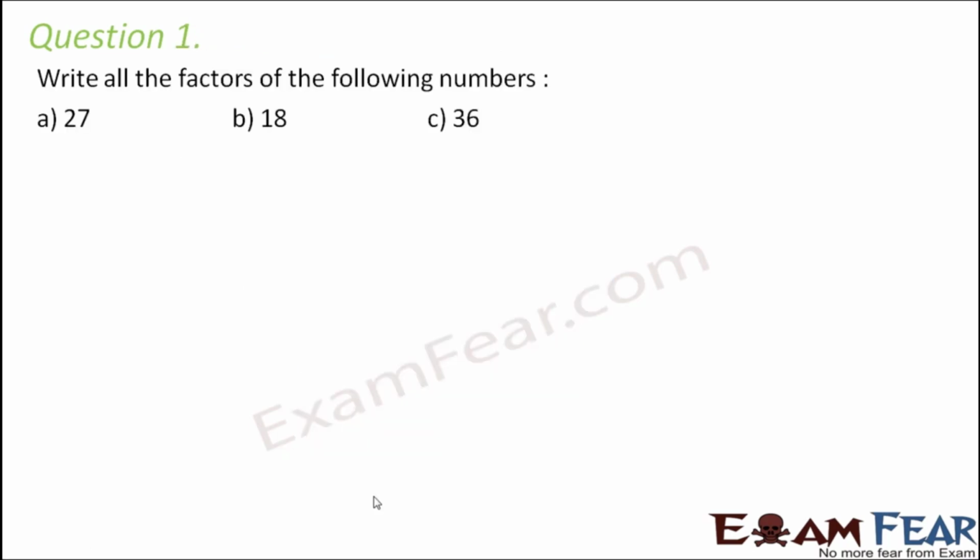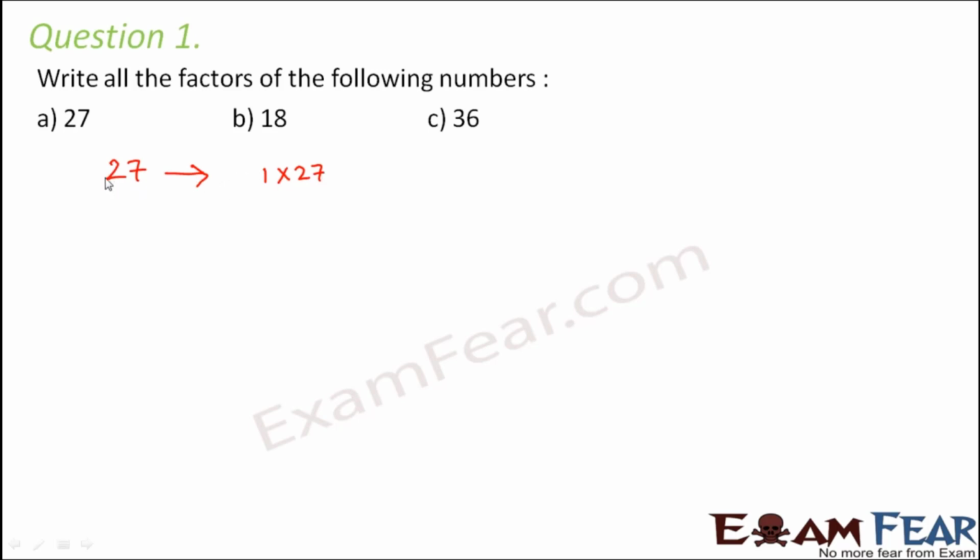Question number 1. Write all the factors of the following numbers: 27, 18 and 36. Let us start with 27. How do we write the factors of a number? We start from 1 and keep checking whether there is any number which can divide 27 completely. That's how we would do it. So let us start with 1. Yes, 1 into 27, we can write it like this. 1 is a factor of every number, we know.